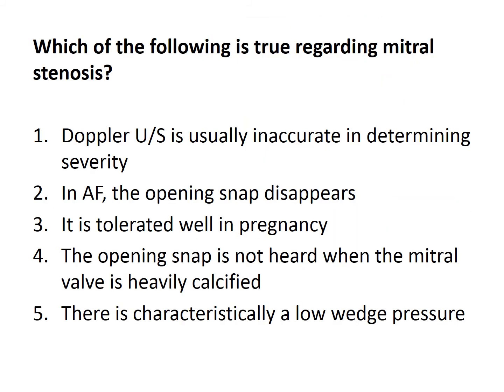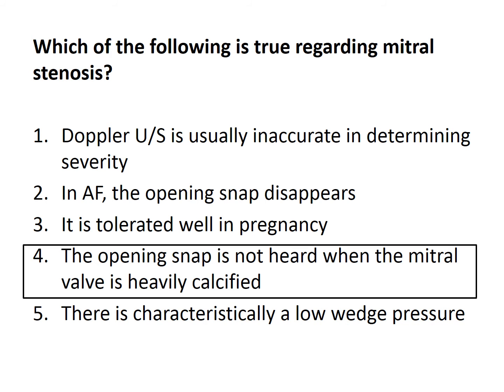Another question. Which of the following is true regarding mitral valve stenosis? Doppler ultrasound is usually inaccurate in determining severity of mitral stenosis. In atrial fibrillation, the opening snap disappears. Mitral stenosis is well tolerated in pregnancy. The opening snap is not heard when the mitral valve is heavily calcified. There is characteristically a low wedge pressure. The correct answer is the opening snap is not heard when the mitral valve is heavily calcified.